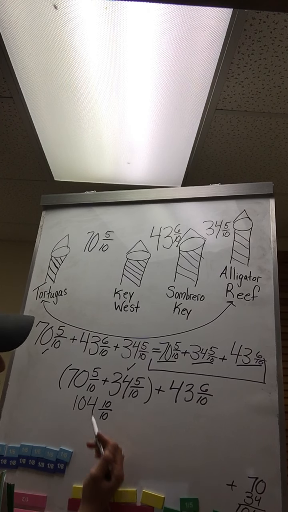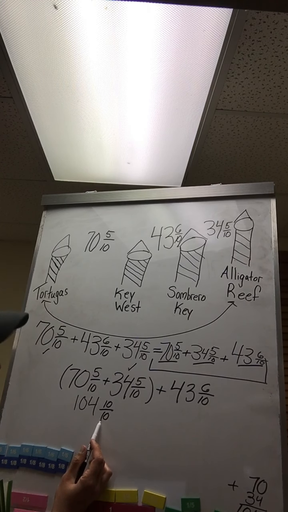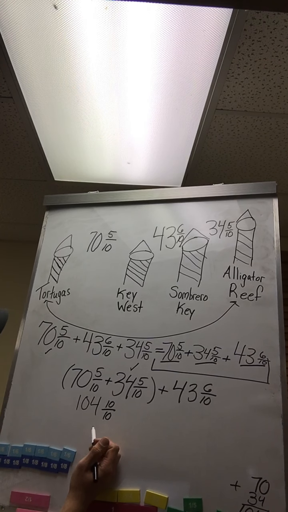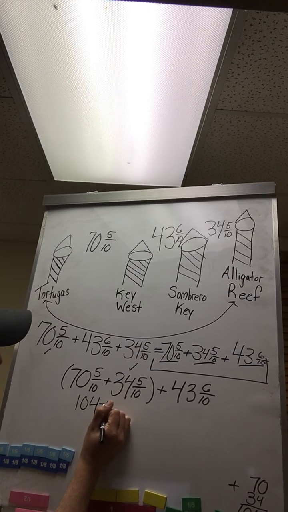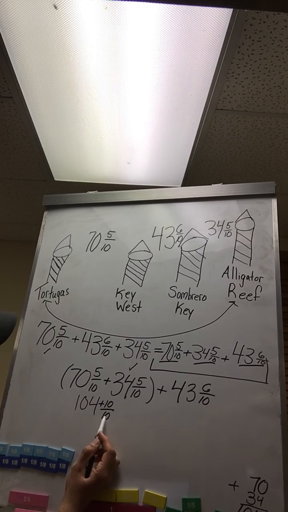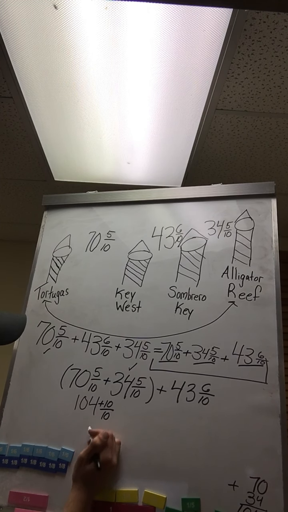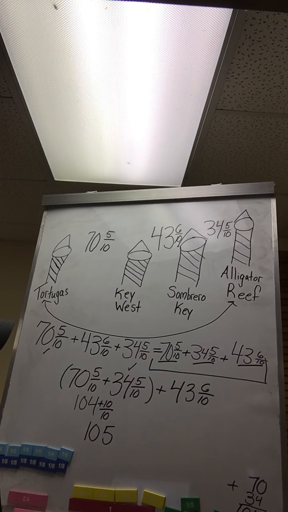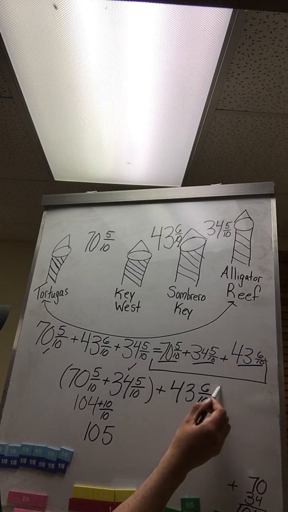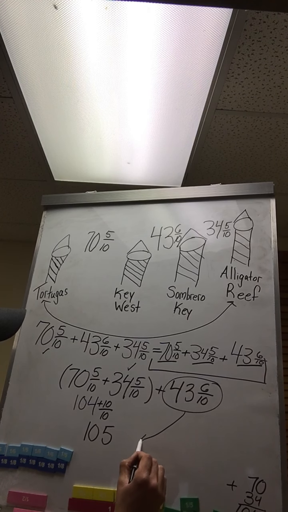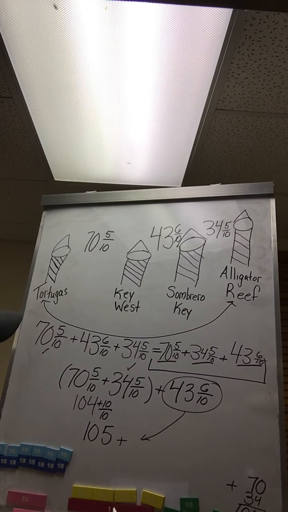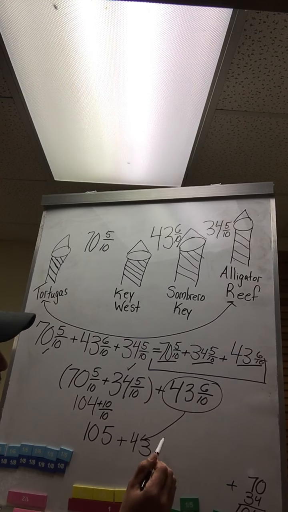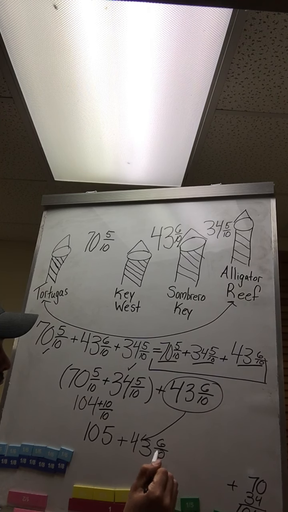Now, we know that this 10/10 is actually equal to 1 whole. All right, so what I'm going to do underneath of this, I'm going to think of 104 plus 1. 104 wholes plus 1 would be 105. Now, the very last thing I'm going to do is bring this mixed number down. I don't want to forget about that. I still have to add that in. So 105 plus 43 and 6/10.